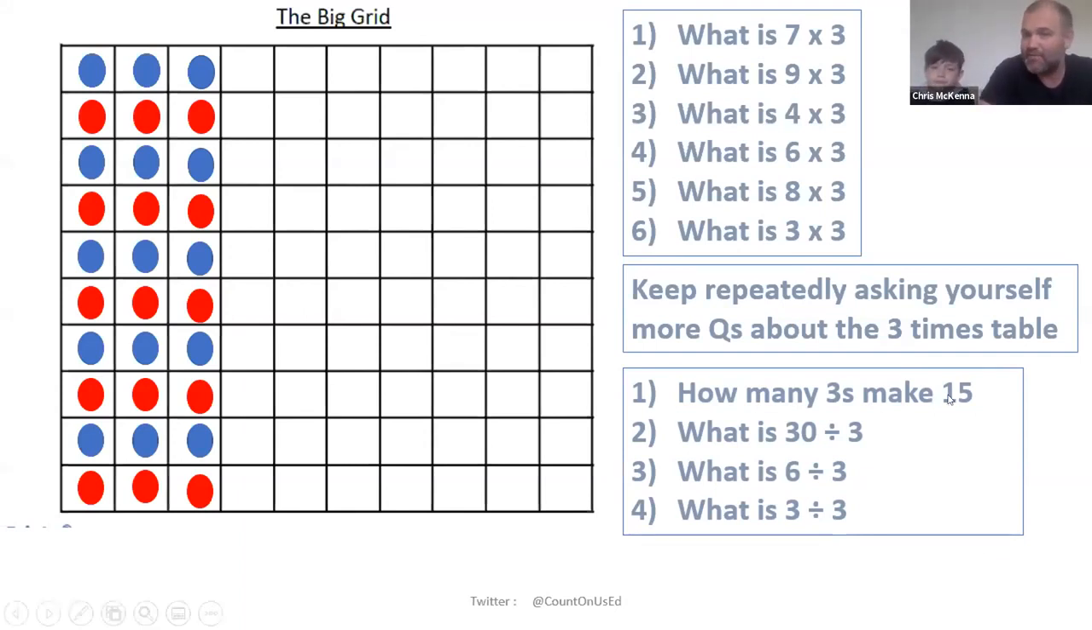So how many 3s make 15, Austin? 5. What is 30 divided by 3? So that means how many 3s are in 30? 10. So you can ask yourself these questions as well. Again, there are the answers at the side there to help you if you need them.